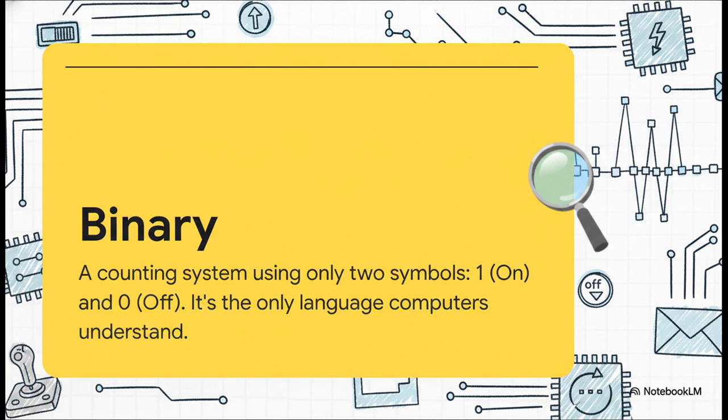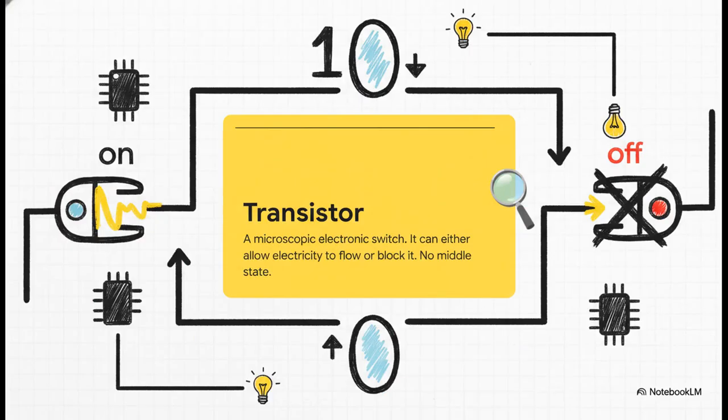Everything, and I mean everything, from the game you're playing, to the music you're listening to, this very explainer, it's all just a ridiculously long string of 1s and 0s. So how does a computer physically hold a 1 or a 0?